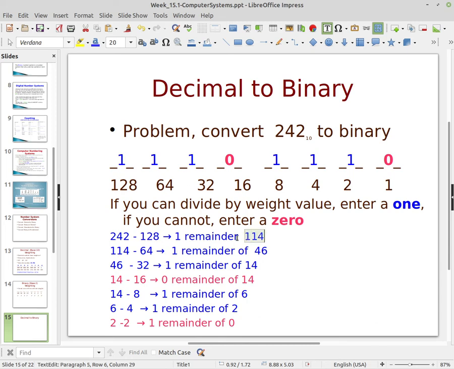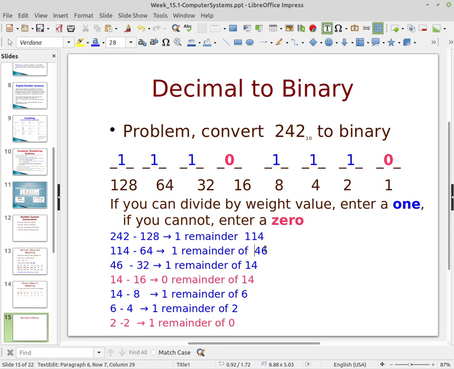Now I have 114 left. So I'm going to look at the next one. The next one is the 64s column. So I'm going to subtract 64 from my remainder of 114. And I end up with yet a positive value. So I end up with a positive value of 46. And so I put a 1 in the 64s because the subtraction worked. I did the subtraction and I ended up with a positive value. So I put a 1 in the 64s column.